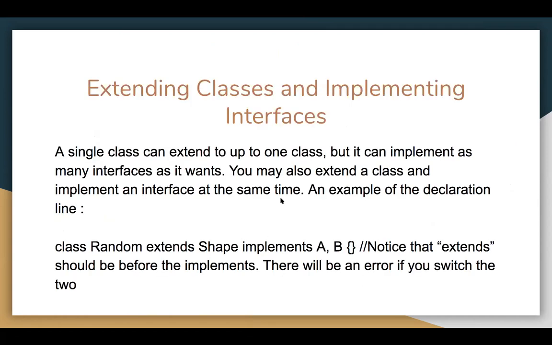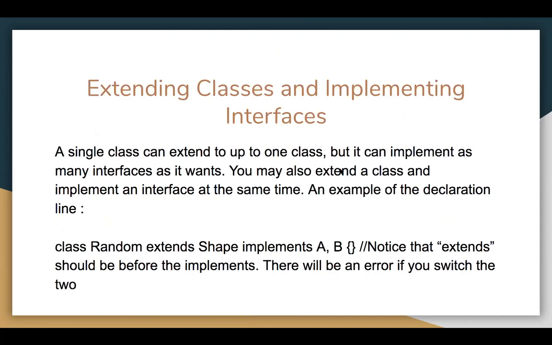So, extending classes and implementing interfaces. A single class can usually only extend up to 1 class. So in general, when you're extending classes, you can only extend 1 class. You can't extend more than that or else you're going to get an error. You could also just not extend a class, of course. But it can implement as many interfaces as it wants.